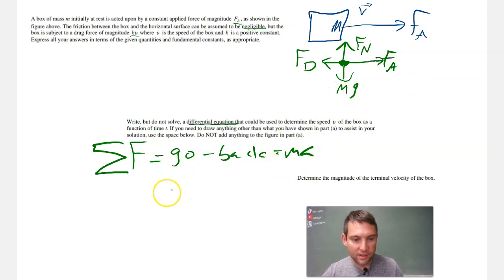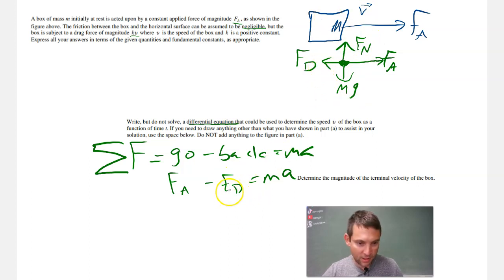So what is making this go? It is Fa. And what is holding it back? It is Fd, the drag force, and all of that equals ma. We don't care about the vertical here because Fn equals mg, they cancel each other out. This box isn't sinking or anything weird like that. And there's no friction going on, so that's why we're not including it. All right, so Fa minus Fd equals ma.